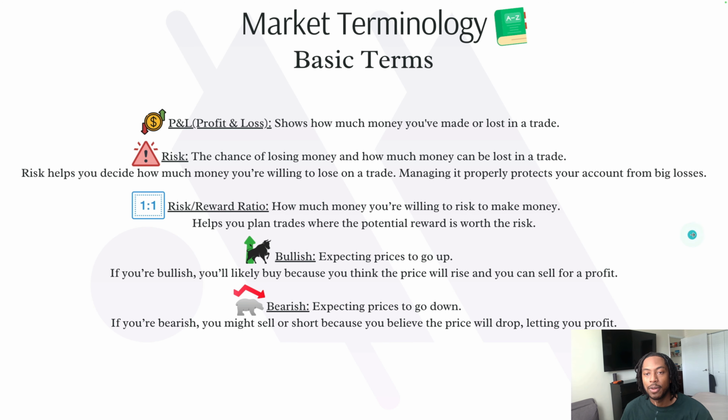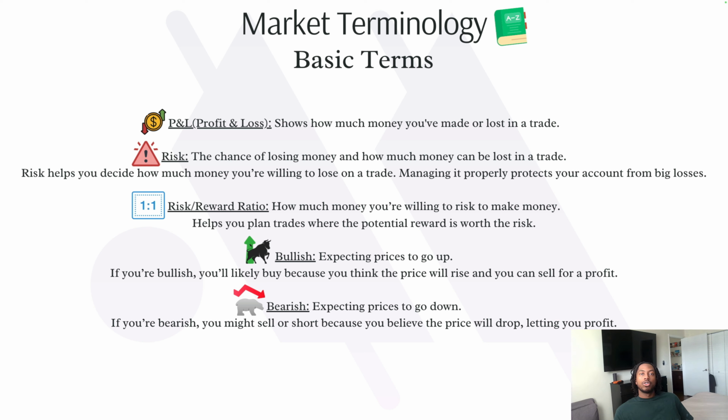All right, so moving on. We have profit and loss. So your profit and loss shows how much money you've made or lost in a trade after you close the trade. Pretty straightforward. So then we have risk. Risk has 2 different meanings depending on the context. So the first meaning is the chance of losing money. And then the second meaning is how much money can be lost in a trade, which all comes down to deciding how much money you're willing to lose on a trade. And risk is the most important part of trading because we can't control the outcome, but we can determine how much we're actually able to lose. And that in and of itself is more than enough to win over the long term.